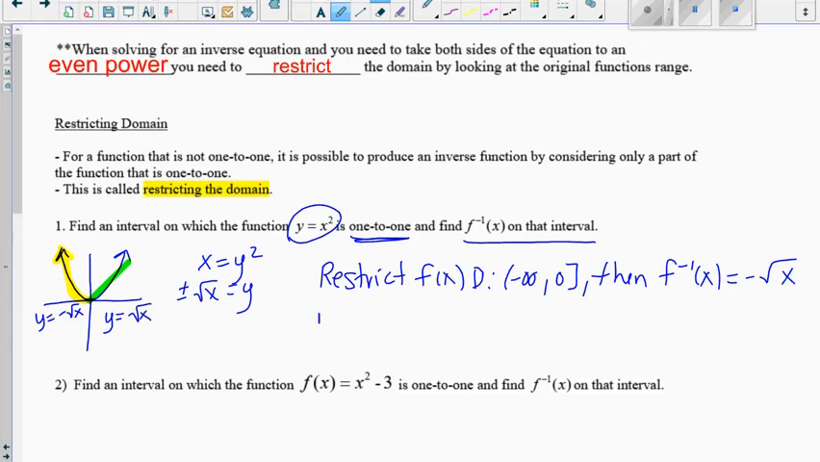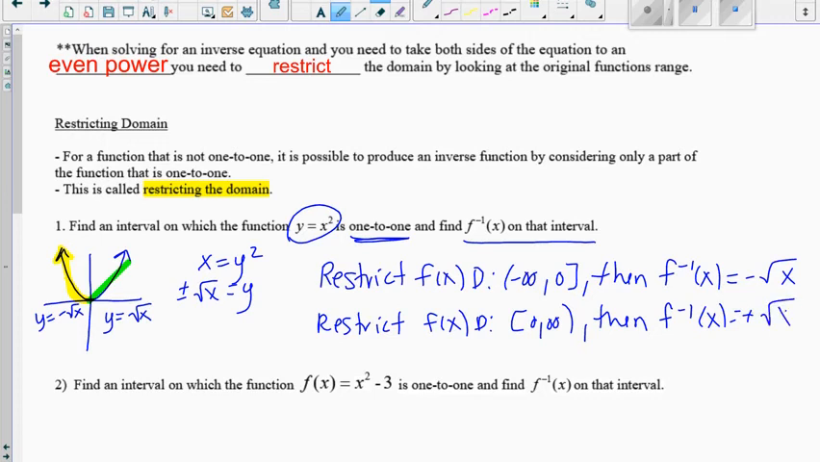The other possible answer would be to restrict f of x's domain to bracket 0 to infinity, because that was the green side that I highlighted. Then f inverse of x would be equal to the positive square root of x, and you don't really need that positive there, so you could just write the square root of x. So those are two possible answers that I could write for this question.